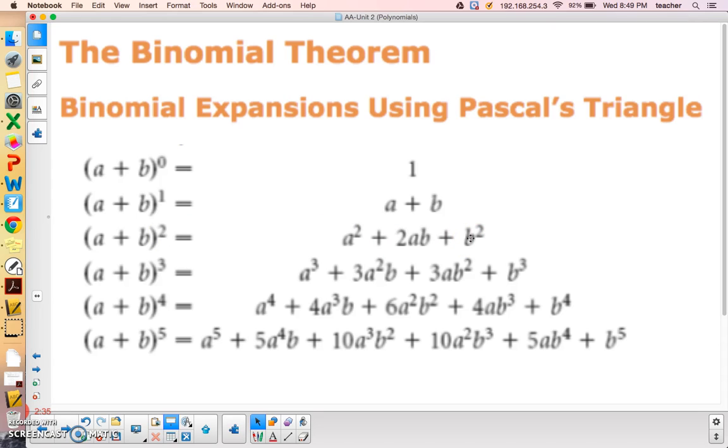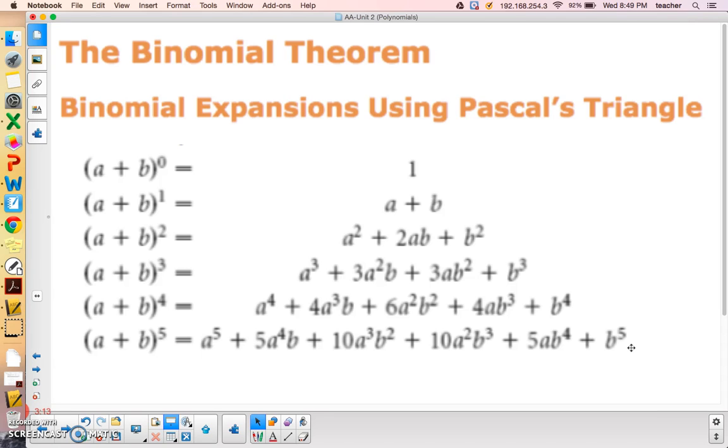So we can make a general rule about how many terms your answer will have by saying it's always one more than the power of the binomial. So if that's the case, a plus b to the power of 5 should have 6 terms in the answer. And of course we can count 1, 2, 3, 4, 5, 6. So a plus b to the power of 10 will have 11 terms in the answer. It's a good thing to know. You know how many spaces you're going to need to fill.